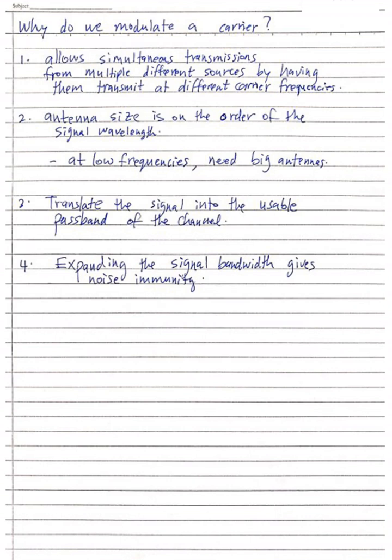First, modulating a carrier allows us to have simultaneous transmissions from different sources by simply having them transmit at different carrier frequencies. Second, since the antenna size is on the order of the signal wavelength, we need big antennas at low frequencies, and hence we can have smaller antennas at higher frequencies. Typically, the carrier frequency is much higher than the message bandwidth. Third, the channel may have a usable frequency band, so modulating to a carrier allows us to translate the signal into the usable pass band of the channel. Finally, expanding the signal bandwidth gives us immunity to noise.